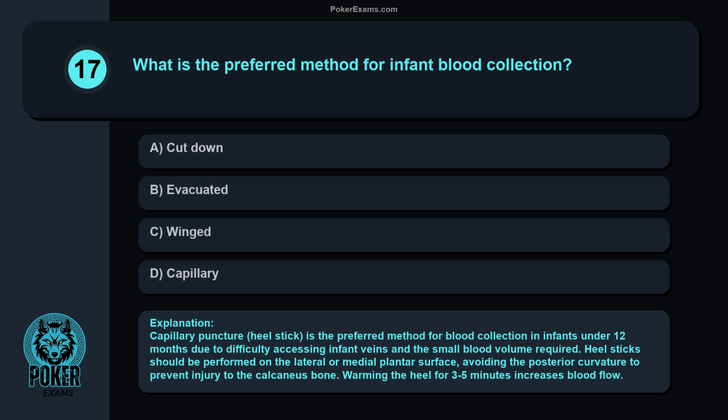Heel stick should be performed on the lateral or medial plantar surface, avoiding the posterior curvature to prevent injury to the calcaneus bone. Warming the heel for 3 to 5 minutes increases blood flow.